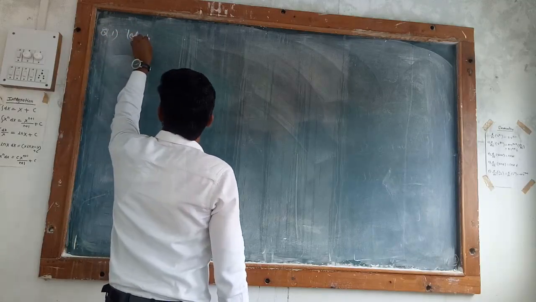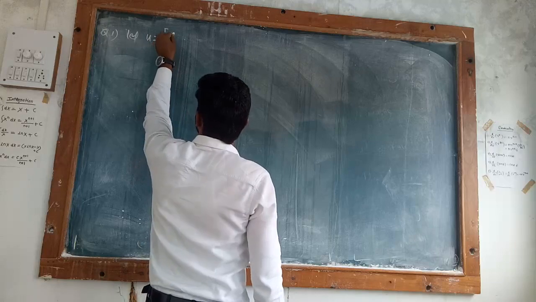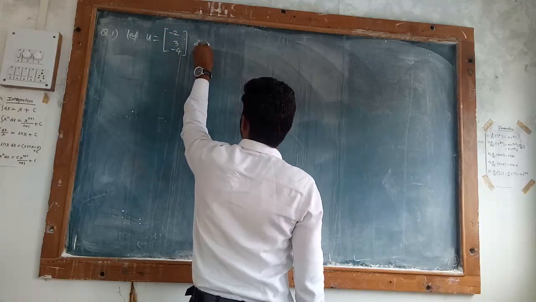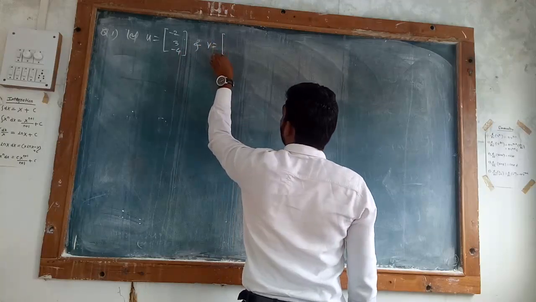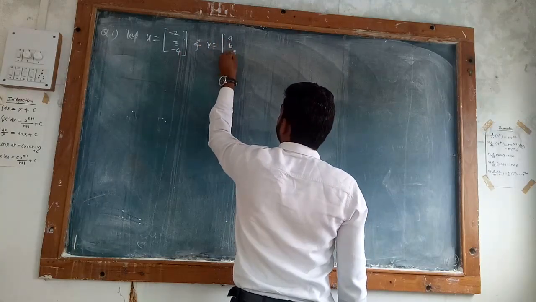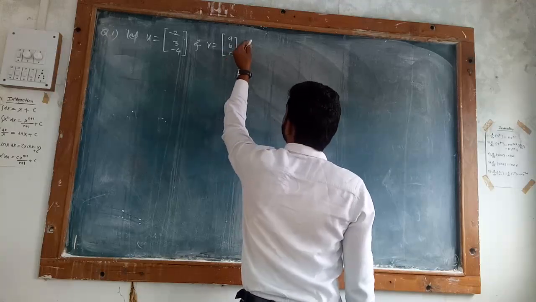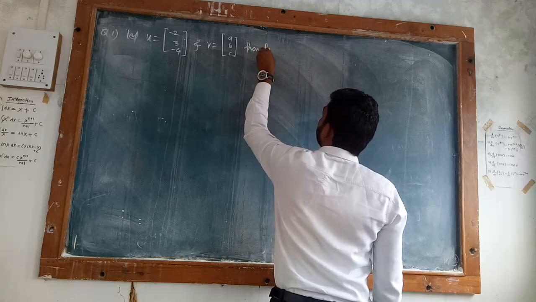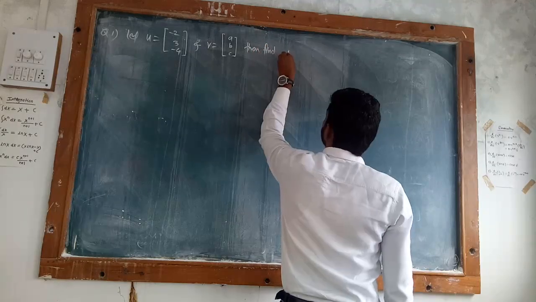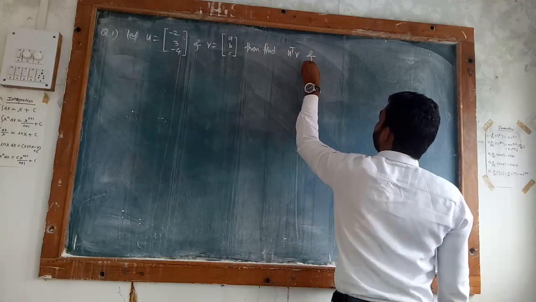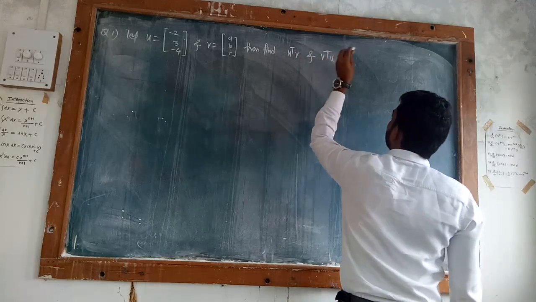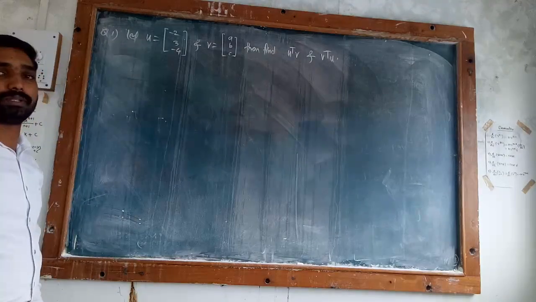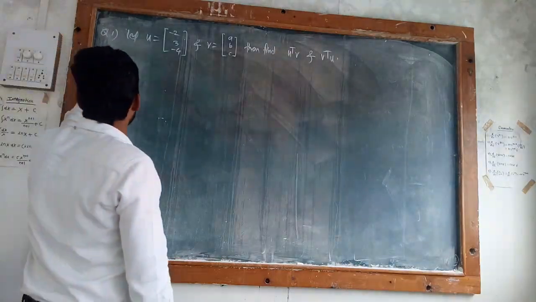Let the vector u be the column vector -2, 3, -4 and the vector v be the column vector A, B, C. Then we have to find u transpose v and v transpose u. Okay, we want to find u transpose v and v transpose u. Write down the solution.